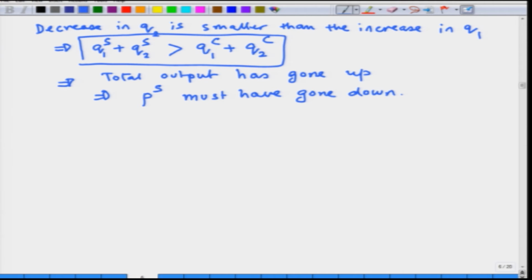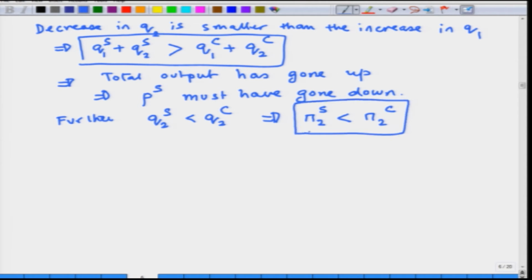Now, the price has come down and the output produced by firm 2 also has come down compared to the Cournot case, right. Further, Q2S is also lower than Q2C. This implies that the profit of firm 2 under the Stackelberg model is less than the profit under the Cournot model, right. So, firm 1, which is the first mover or the leader, by choosing Q1S, which is larger than Q1C, finds that its profit under the Stackelberg model is larger than that it gets under the Cournot model. Firm 2, which is the follower, ends up producing less than what it would have produced had it moved simultaneously. The total output under the Stackelberg model has increased. So, that has reduced the price, which then implies that firm 2's profit has gone down.